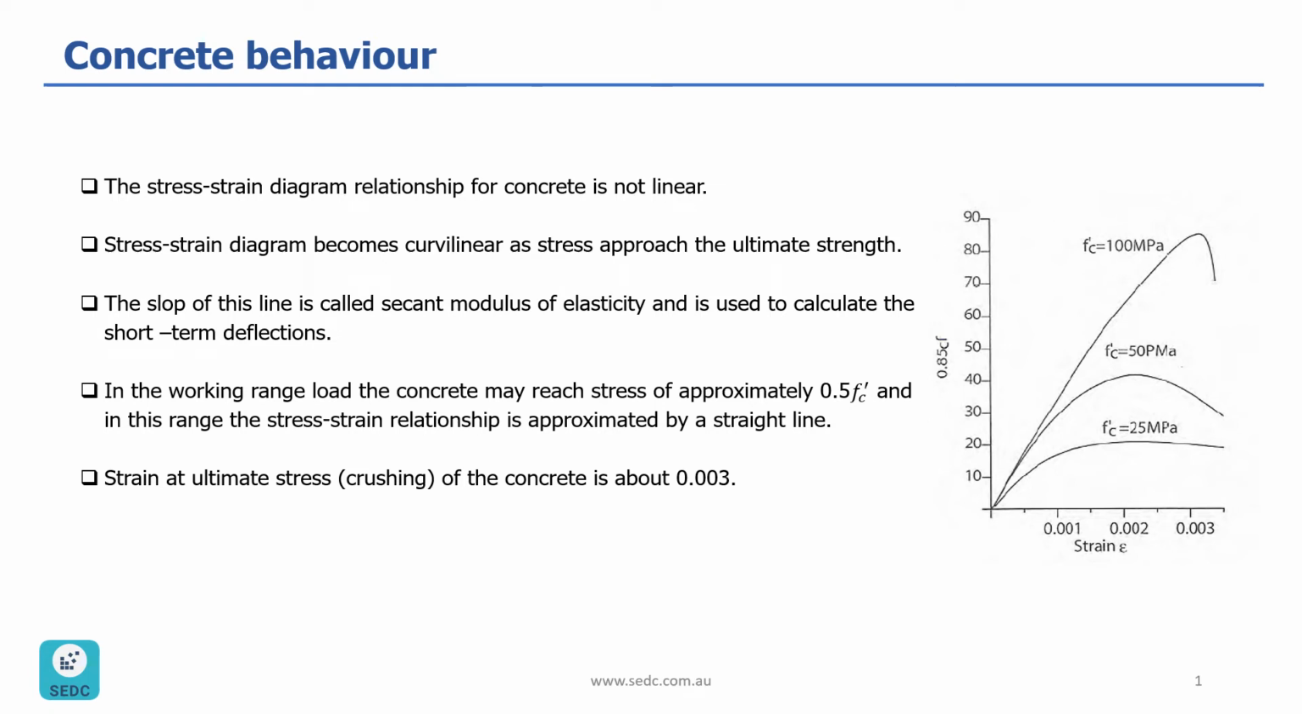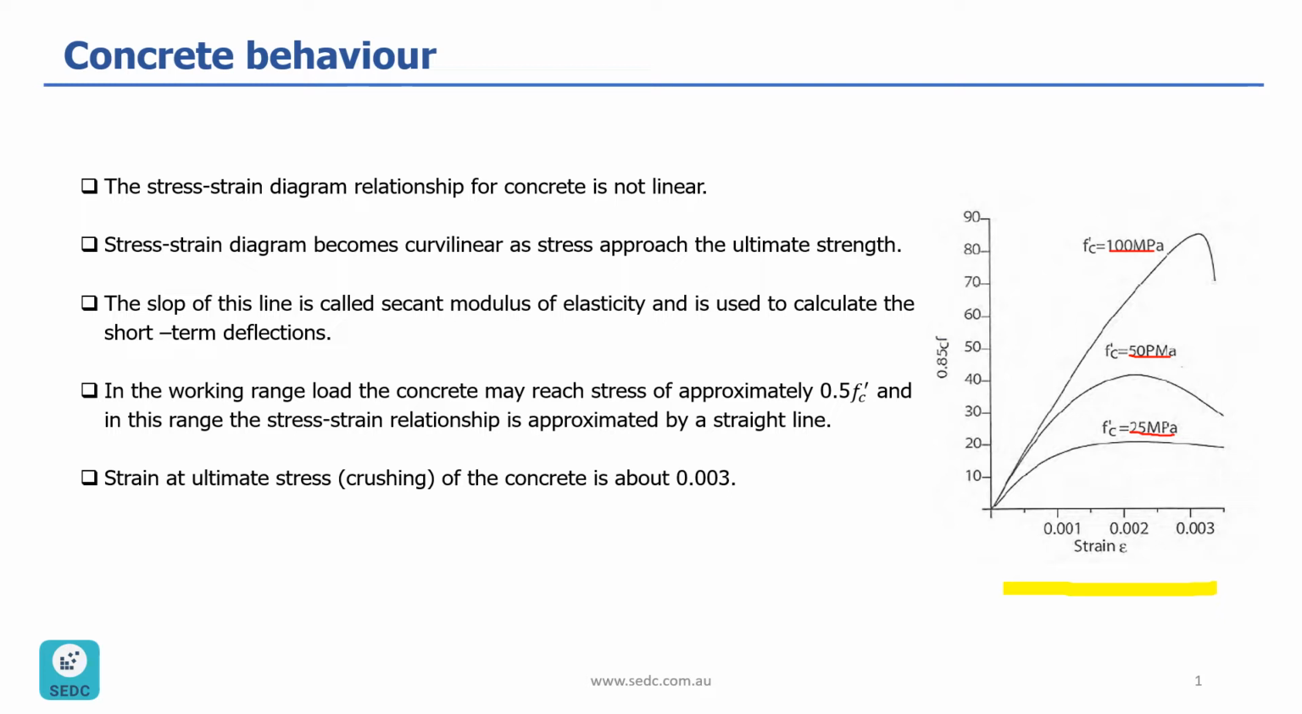We want to have a little discussion about concrete behavior. Let's have a look at a stress-strain diagram of the concrete, which is very important to understand. As you can see, there are three curves shown here for three different levels of F'(C), or concrete strength, which is 25 MPa, the other one is 50 MPa, and the third one is 100 MPa. As you can see, these curves are a little different.